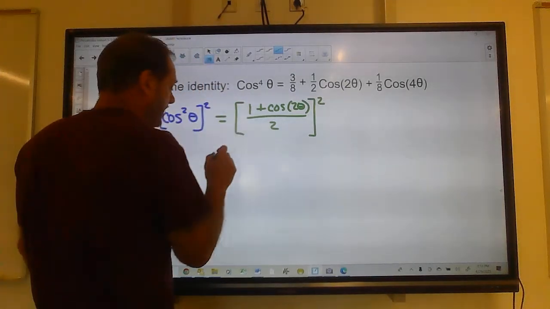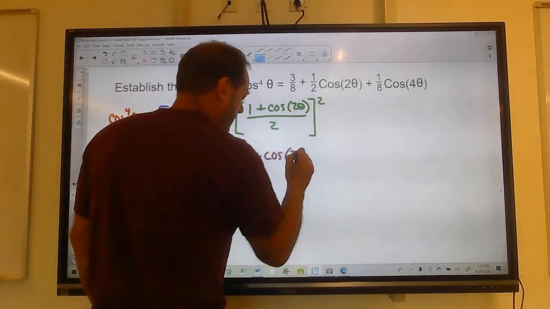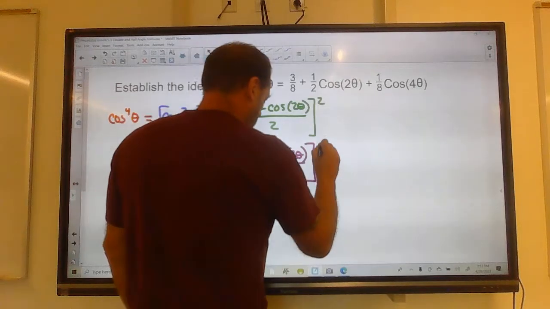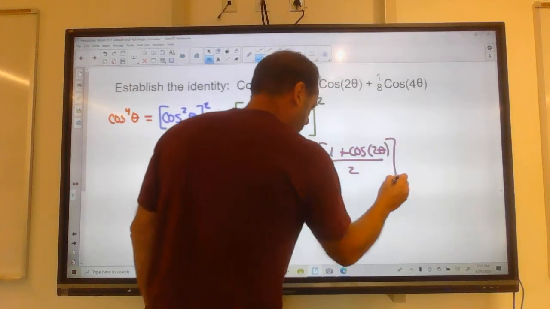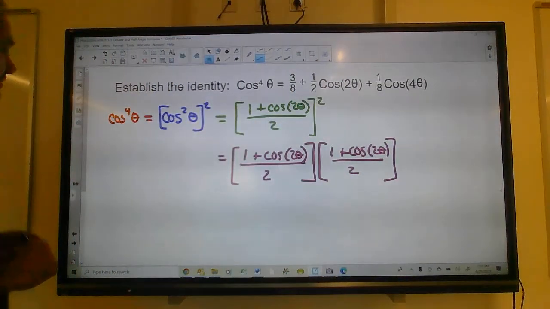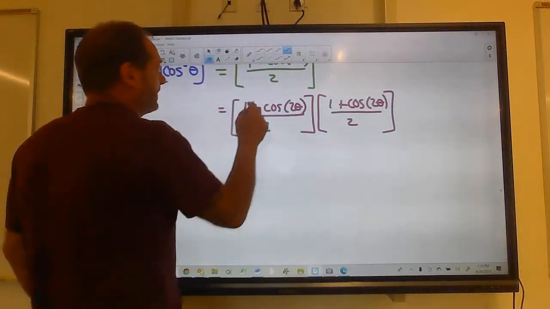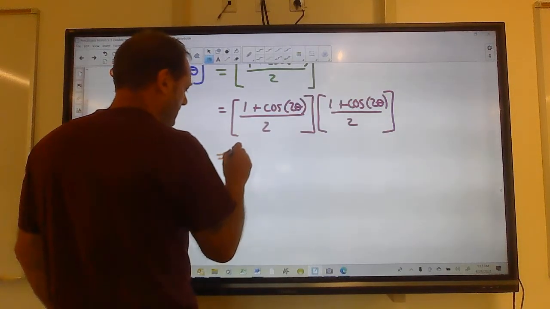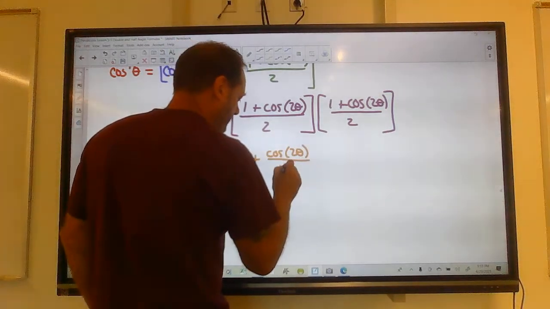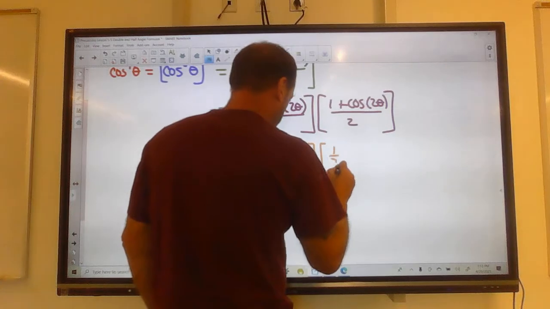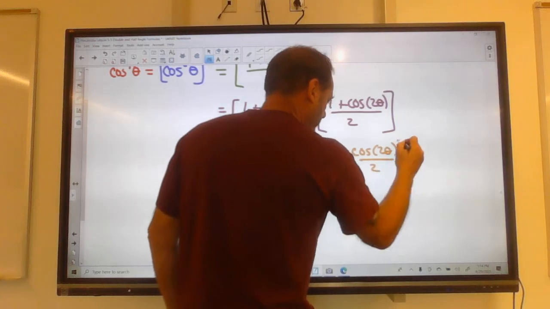Okay, so then this can be rewritten as 1 plus cosine 2 theta over 2 times 1 plus cosine 2 theta over 2. That's what squared means. And I can actually break this apart and make it 1/2 plus cosine 2 theta over 2 times 1/2 plus cosine 2 theta over 2.